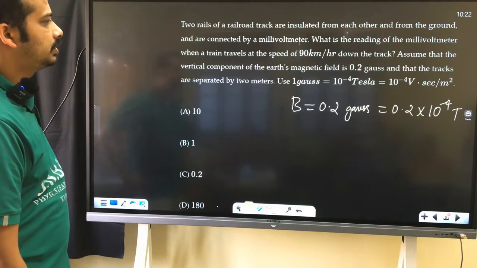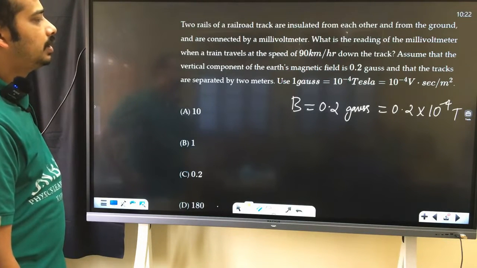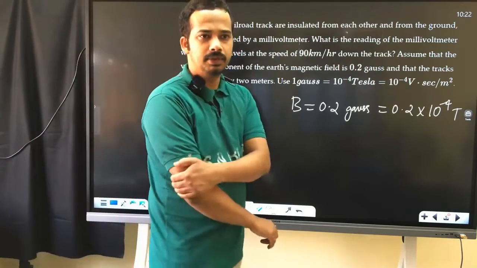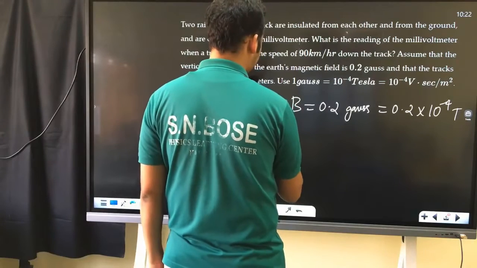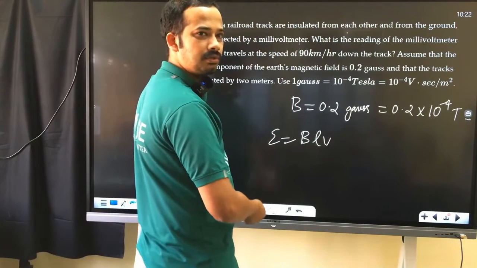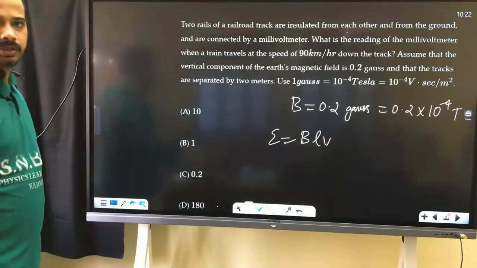What is it asking? What is the reading in the millivoltmeter? That is, the EMF itself is the reading in the millivoltmeter. Okay, speak up. You have to find the EMF, which is equal to BLV, as I remember. We used that one many times. Am I right? Check that out. Can you do this one? Speak up. I'll move on.